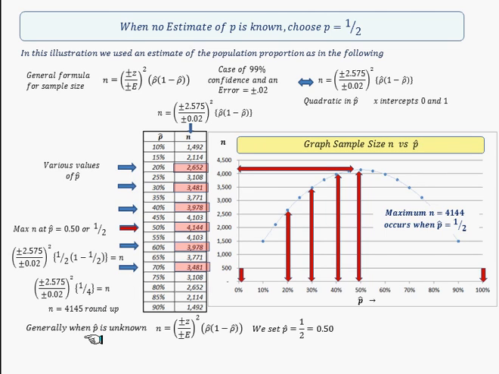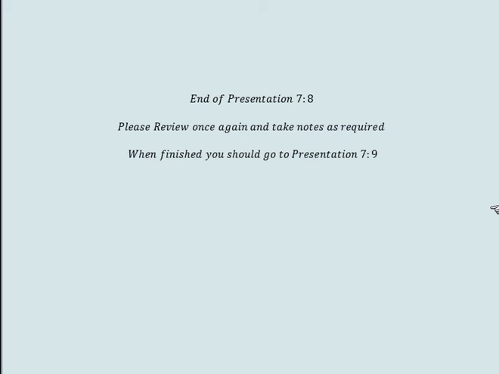When p is unknown, we set p equal to a half, and this becomes our general formula for the sample size n. Well, that's the end of presentation 7.8.